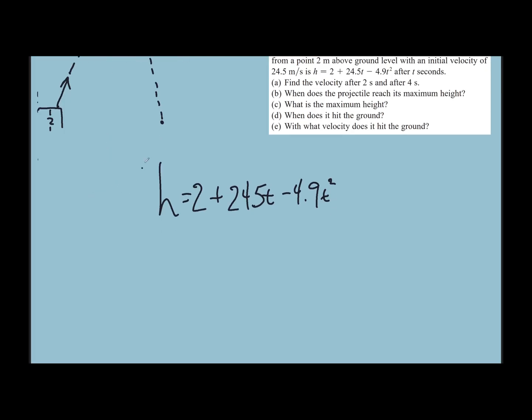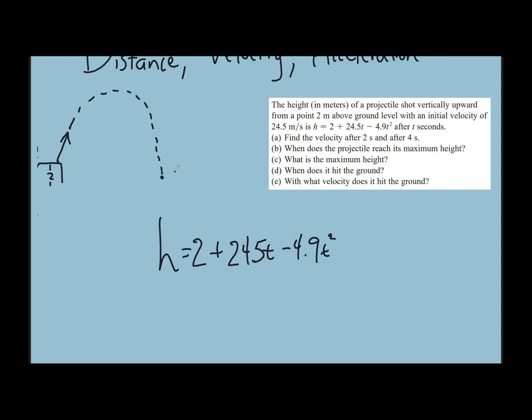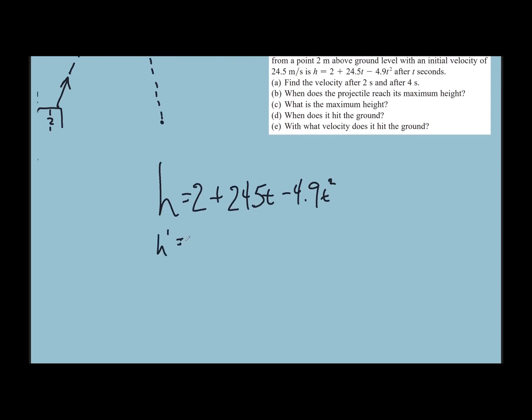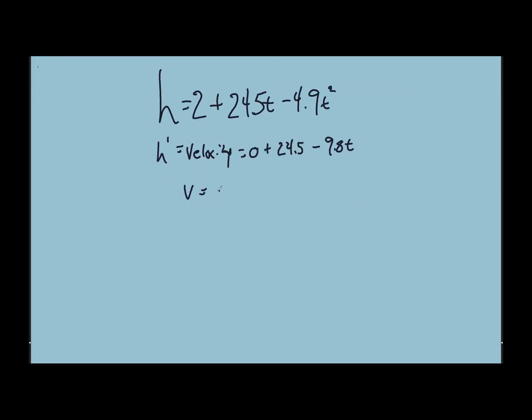Well, what do we have here? We have a distance. So velocity is the creator of distance. It is the derivative of distance. So let's take a derivative. What's h prime? That's going to be our velocity. And that's equal to 0 plus 24.5 minus 9.8t. Yeah? So our velocity is equal to negative 9.8t plus 24.5.